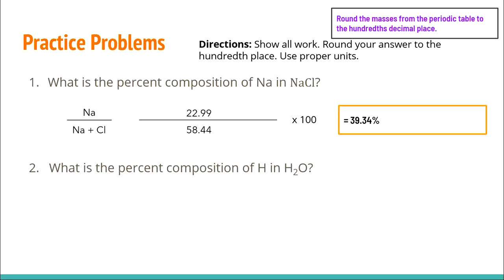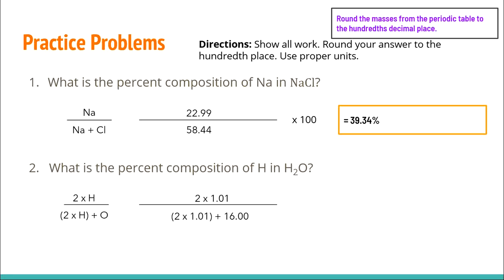Number 2. What is the percent composition of hydrogen in H2O, in water? Now think about this. How many hydrogens do we have in water? We have 2 hydrogens. So we put 2 hydrogens on top and the entire compound on the bottom, so 2 H's plus an oxygen. So let's look up the masses on the periodic table and set that up. The mass of hydrogen is 1.01. And we're going to multiply that by 2, again, because there are 2 hydrogens. And on the bottom, we multiply 2 times 1.01, and then you add the mass of oxygen, so that's 16.